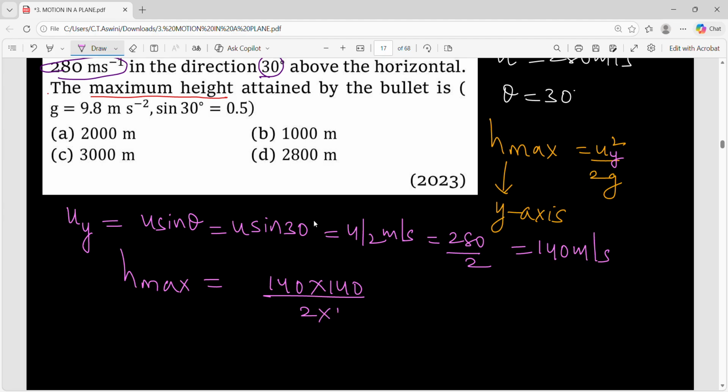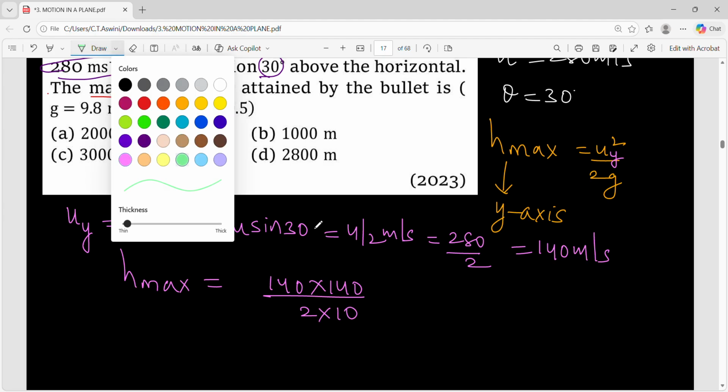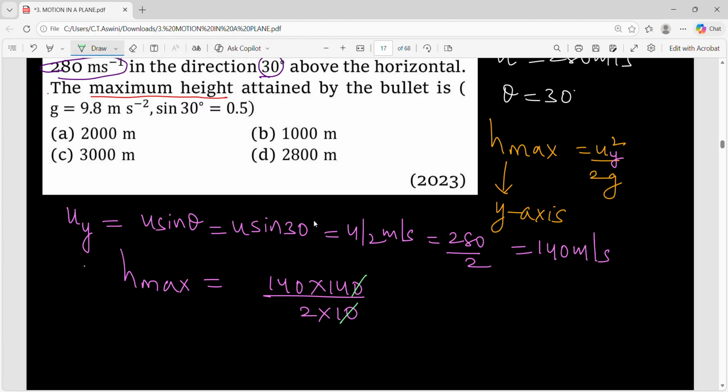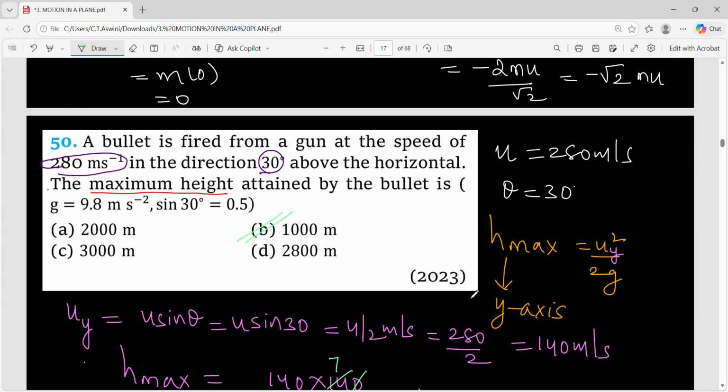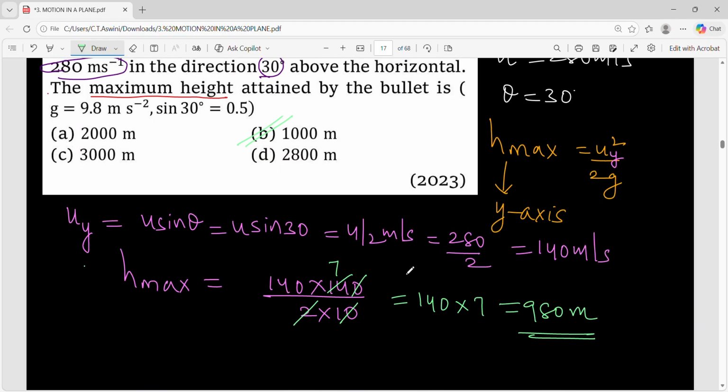G is 10. So just simplify. How much will you get? What gets cancelled here? 0, 0 cancel. It will go for 7 times. You'll get 140 into 7. How much is this? This is 980 meters. So answer is 980. That means close to option B. Clear? So very simple. Just use maximum height is equals to u square by 2g. But which initial velocity are you taking? Y component of initial velocity.